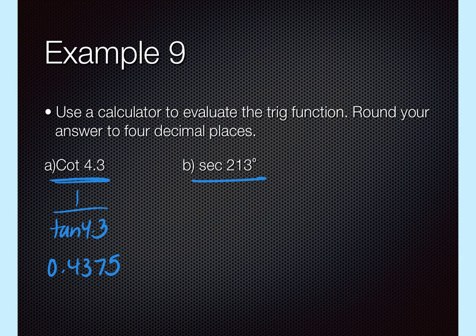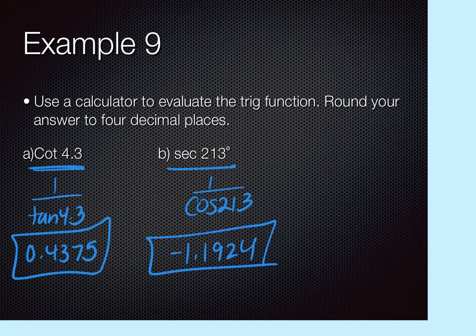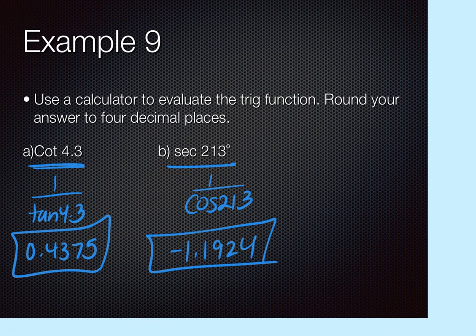And then secant of 213 would be what? 1 over cosine of 213 degrees, which means I'm switching back to degrees. 1 divided by cosine 213, and I get negative 1.1924. Remember you could also get your degree, minute, second notation. That is on your quiz review. So if there's no degree sign, it's always radians? Correct, whether or not it has a pi.